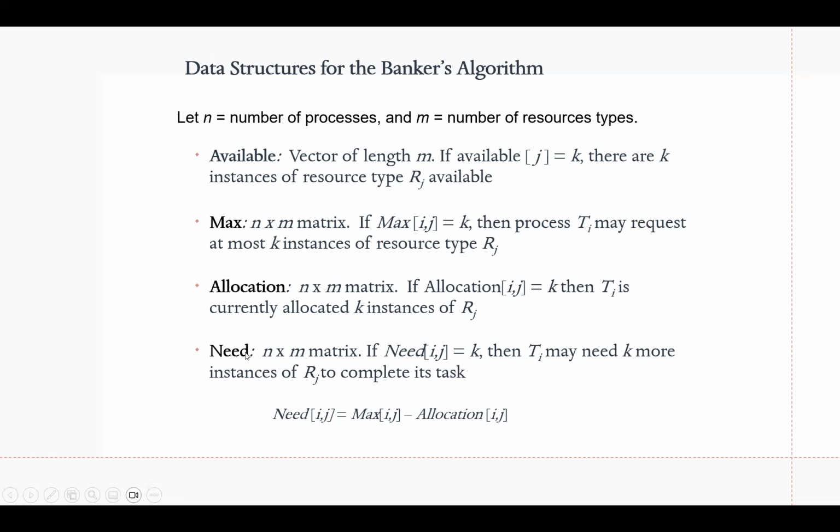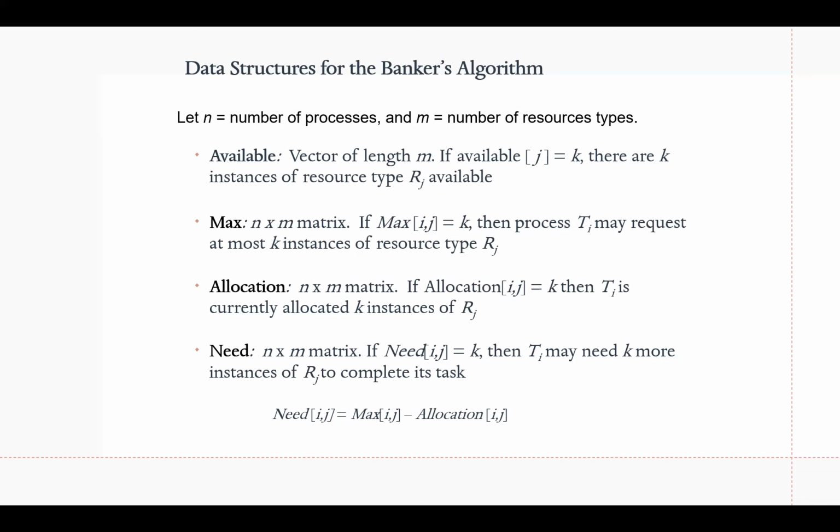Then the Need matrix. Need is again an n by m matrix. If Need[i][j] equals k, it means the process Ti may need k more instances of Rj to complete its task. This Need matrix we need to calculate. How do we calculate it? By Max[i][j] minus Allocation[i][j]. So the maximum demand of the process minus the allocated matrix of the particular process. If we subtract, we get the Need matrix. Okay, so these data structures we require for the implementation of the banker's algorithm.